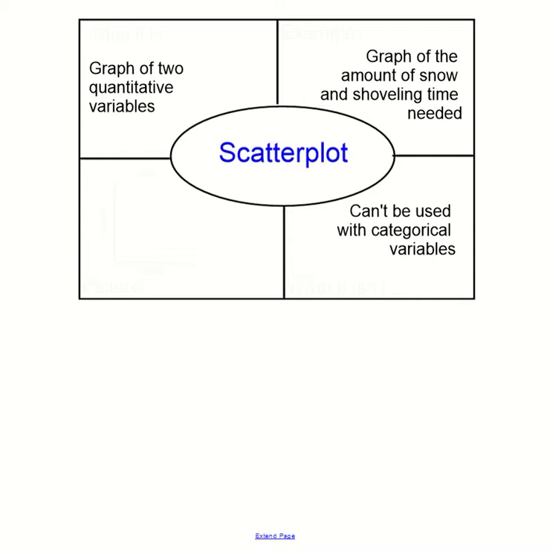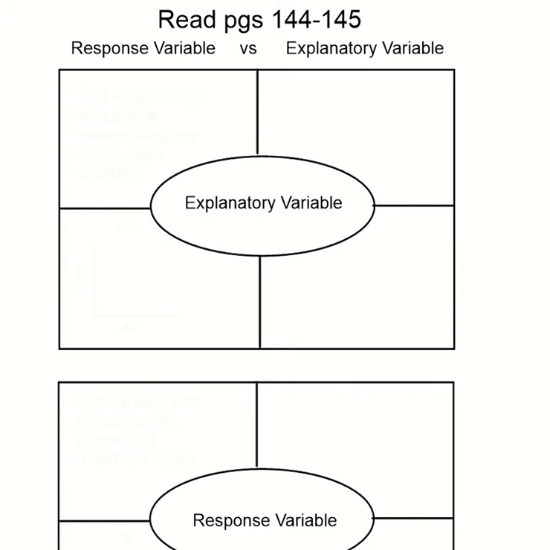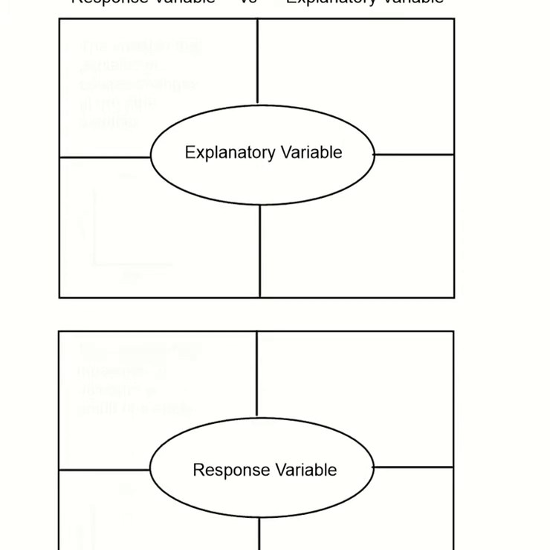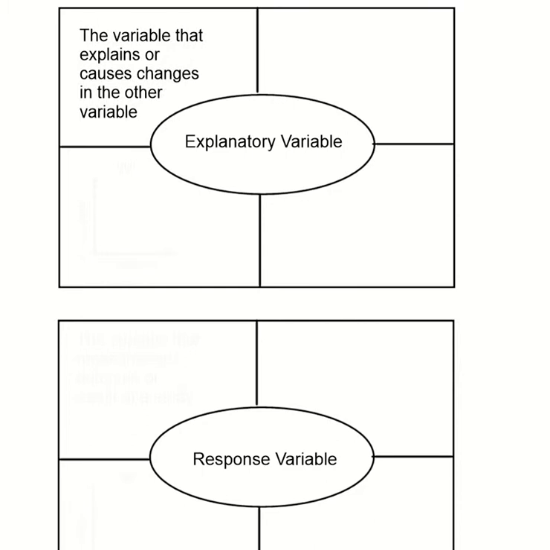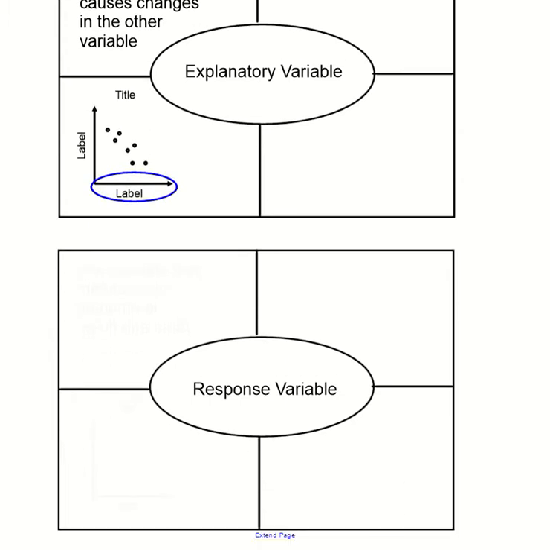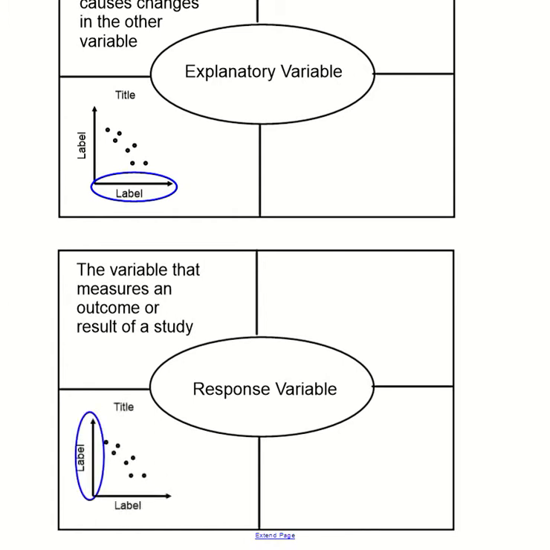Two things that are important for scatter plots are the response variable and the explanatory variable. The explanatory variable is the variable that explains or causes change in another variable, and in a graph, it's the x-axis variable. The response variable is the variable that measures an outcome or a result of a study, and in a graph, that is going to be our y values.